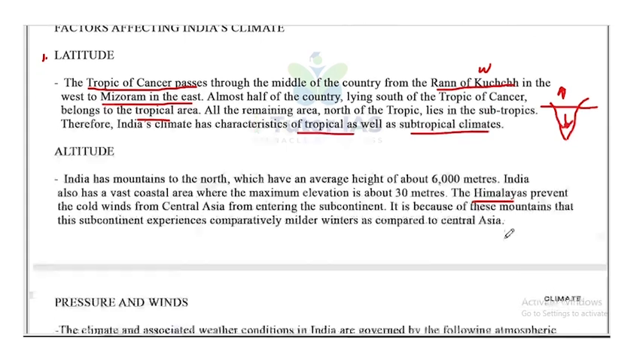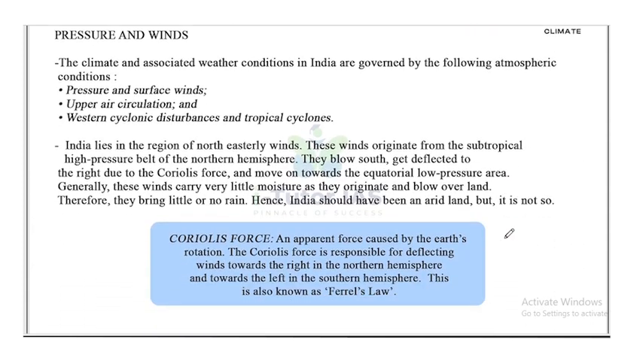Next one is pressure and winds. The climate and associated weather conditions in India are governed by the following atmospheric conditions: pressure and surface winds, upper air circulation, western cyclonic disturbances and tropical cyclones.